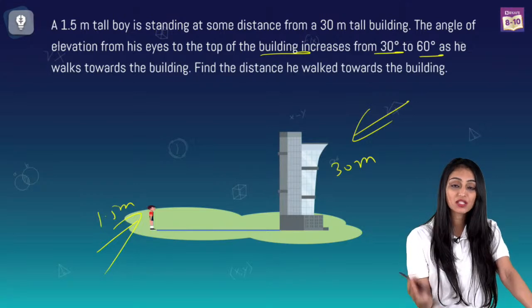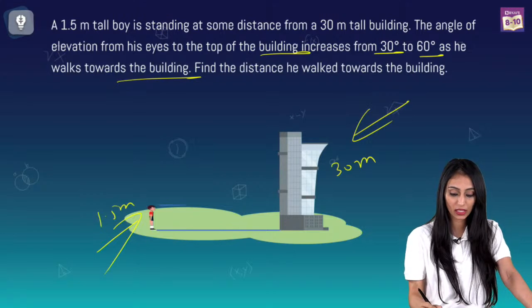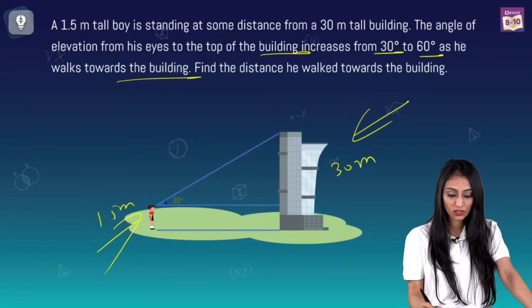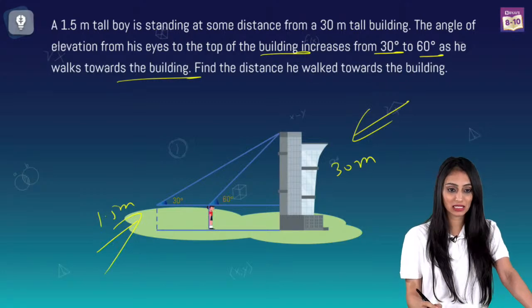The angle of elevation increases from 30 to 60. The angle is changing as he walks towards the building. So first the angle of elevation is going to be 30, then he walks towards the building. This changes to 60 degrees, right?